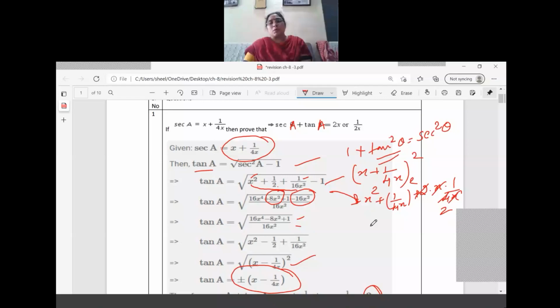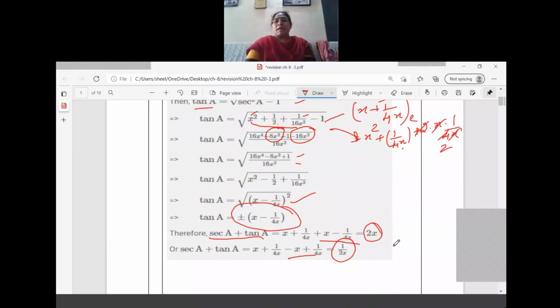So we are using (x plus 1 by 4x) whole square, under the root only. So the (a plus b) whole square formula we have used. After the simplification, what answer are we getting? The same terms: x square plus 1 by 16x square minus 1 by 2. That is why it changes to (x minus 1 by 4x) whole square only. Now after that we can take out the root. So it is equal to plus or minus (x minus 1 by 4x).